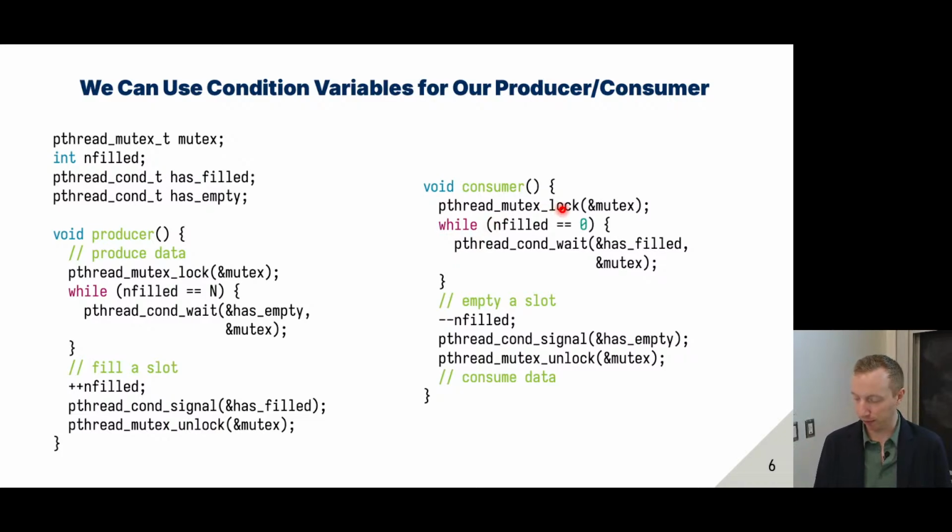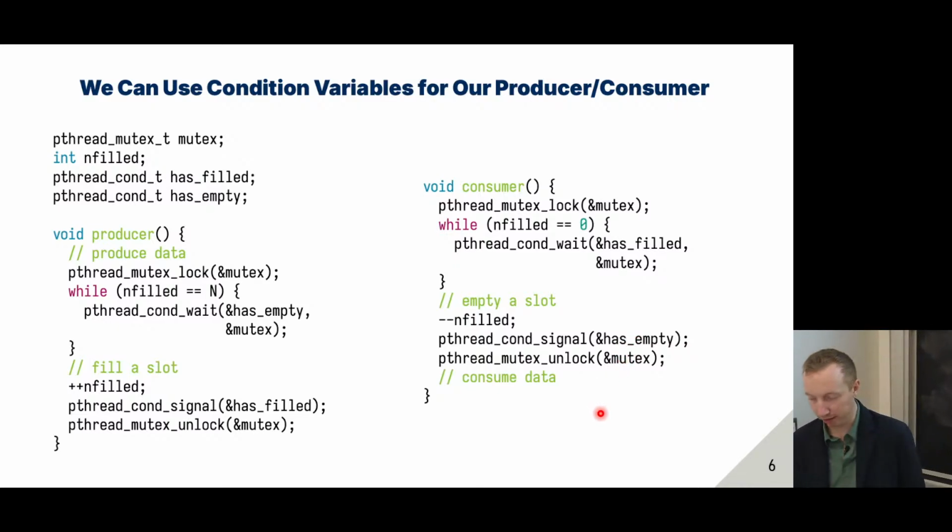And then similarly for the consumer, well, we need to put it to sleep when the number of filled slots is 0, so there's no data for it to get. And then it can put itself in this has filled queue, and then, well, eventually when it gets to run, it would reduce the number of filled slots, and then it could signal any producer threads that are waiting for an empty slot, and then unlock the mutex.